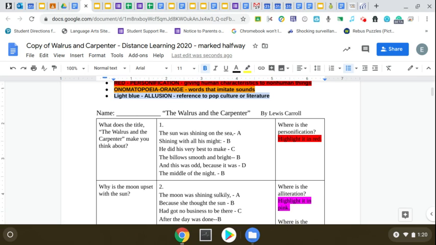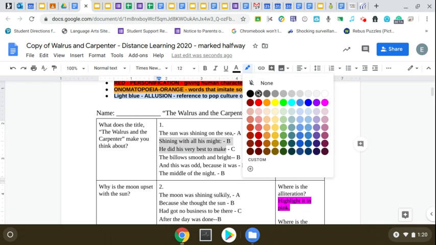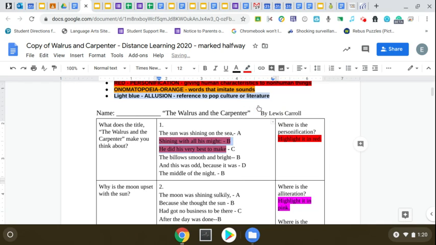So I just read the first stanza. Now I look, it says, where is the personification? Highlighted in red. Okay, well, the sun is not a boy. So I'm just going to highlight all of that because the sun is not necessarily a boy, and they're turning the sun into a boy.